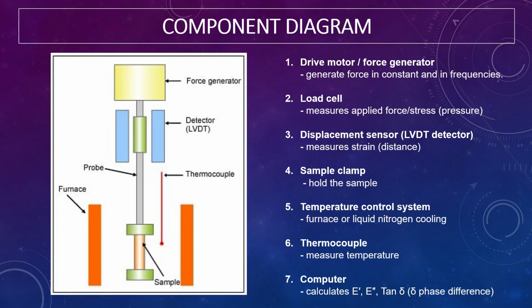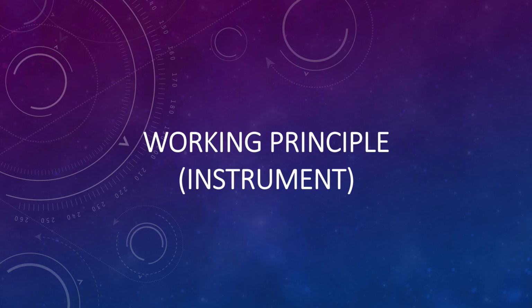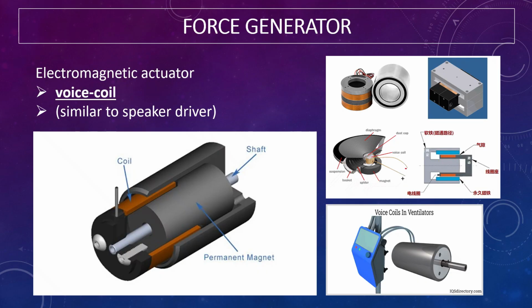Delta is the phase difference of stress and strain. For the instrument working principle, the first one is the force generator. It is an electromagnetic actuator, which is also called a voice coil, and it is similar to a speaker, but it looks like this cylindrical shape.